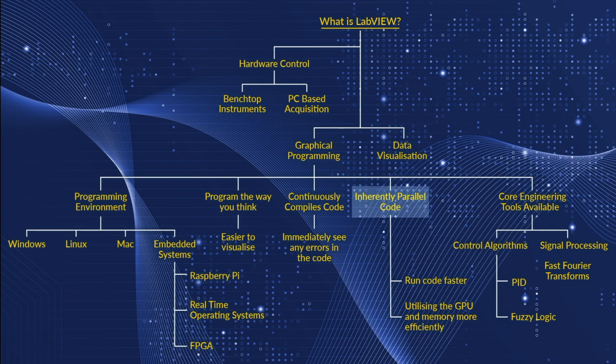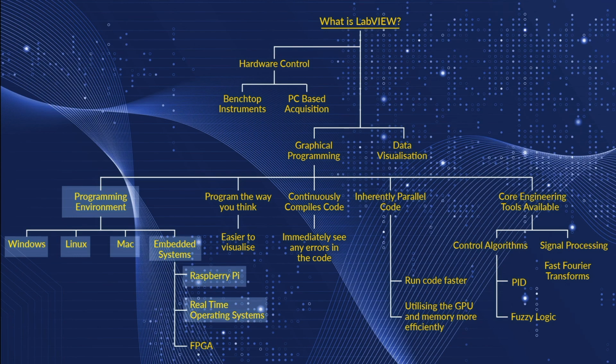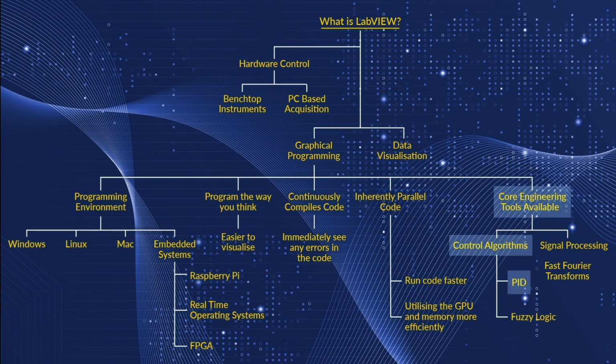The code is inherently parallel, which means LabVIEW code is more efficient than code written in other languages. And within the graphical programming environment of LabVIEW, there are lots of core engineering tools available. If we break those subjects down into subcategories with programming environments, you can program on Windows, Linux, Mac, or even embedded systems such as Raspberry Pi, real-time operating systems, and even FPGAs. The core engineering tools that are available include control algorithms, such as PID control systems, also known as proportional integral derivative, or fuzzy logic, or neural networks, or signal processing such as filters and FFTs. But there are hundreds of tools available natively in LabVIEW for you to use.